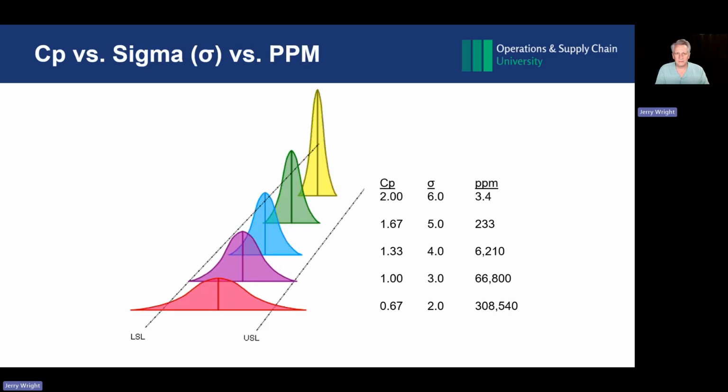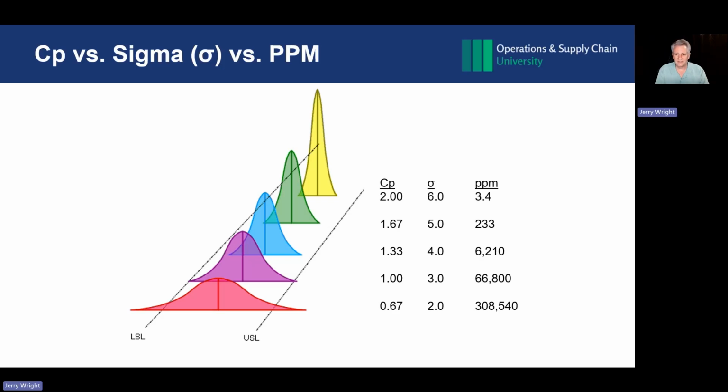So let's look at this from the standpoint of a couple different measures. Here's potential capability, that's Cp, versus sigma level versus ppm, or defects per million, parts per million. If you see down there on the bottom between the lower and upper spec limits, my bottom level is a Cp of 0.67. My sigma level is 2.0, and my defective parts per million made is 308,540. Clearly, this is not going to work. I'm generating too much defect.